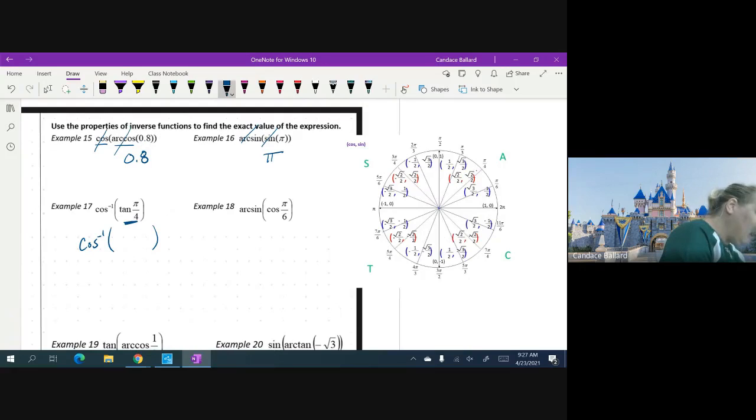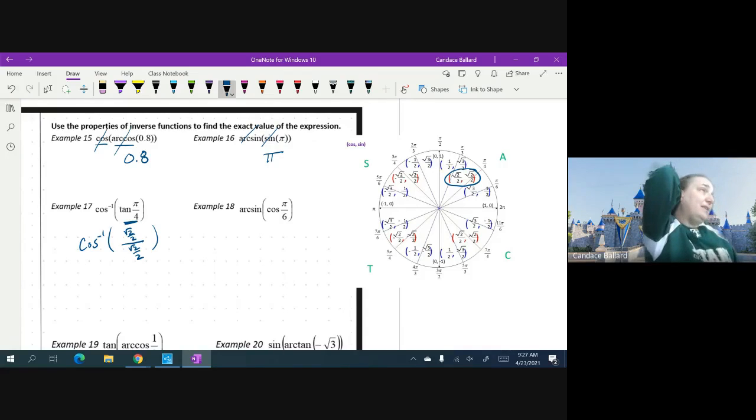Tangent is the sine divided by the cosine, right? So I'm just going to write that out. The sine would be square root of 2 over 2. The cosine would be square root of 2 over 2. Okay. But what it's really asking me to do next is it wants me to find the cosine inverse, meaning it wants the radian measure when this is true.